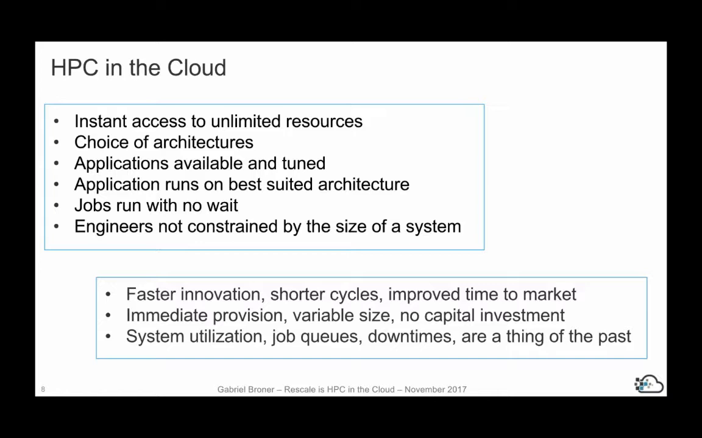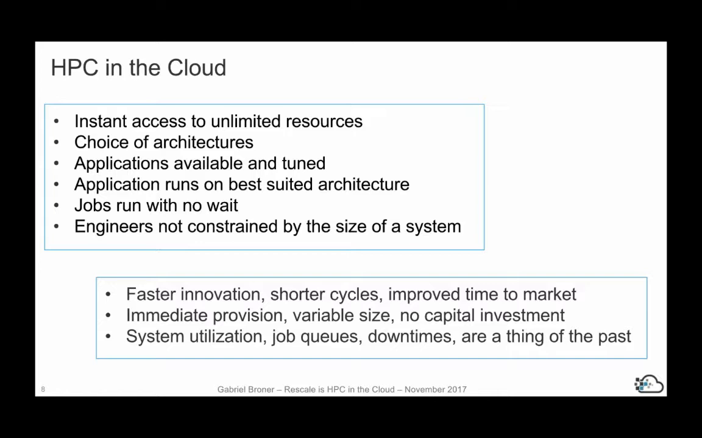And that's what leads to improved time to market. Our customers like SpaceX have to do something like 100,000 simulations before they launch a rocket. By using the cloud, they can do it very quickly, instead of waiting for a system in-house to do it that will take them months. So that's a reason for cloud. So you get immediate provisioning, you get variable size.